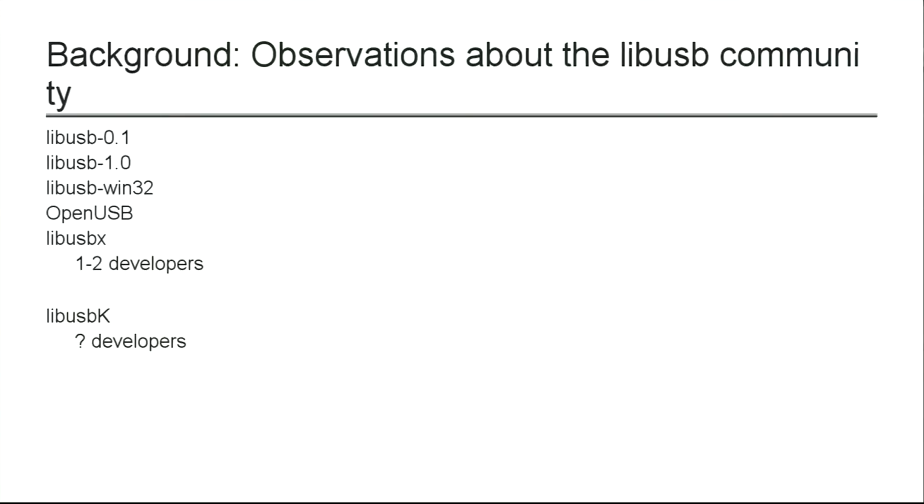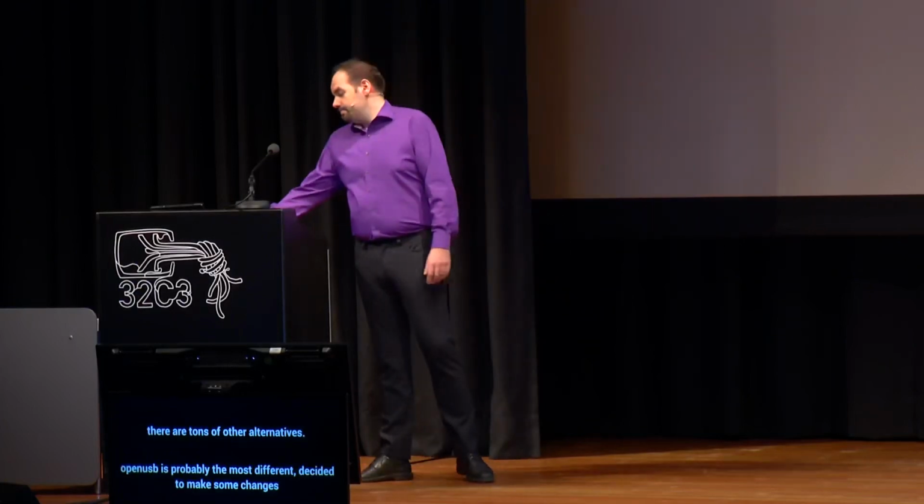Then there's libusbx, I'll come back to that in a bit too. And on the side of that, there's libusbk. So the first group of these are sort of similar. OpenUSB is probably the most different. They decided to make some large changes. libusbk is also different. It's got its own line, simply because I don't know exactly how many developers there are. I think there aren't really many. There's probably also one or two, but I don't know for sure, so I wanted to mention it separately.